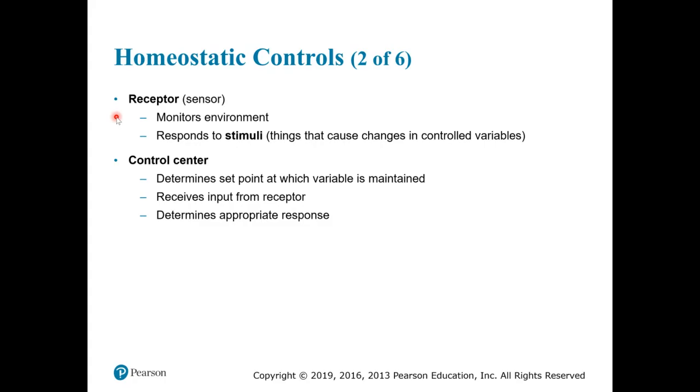So the receptor monitors the environment, the temperature in the home, and responds to stimuli, plural, things that cause changes. And in this case, the thermostat responds to just one stimulus. It's temperature. And that's where the thermostat is, not everywhere else. And the body has the same issue. The body can detect stimuli sometimes only just in one place.